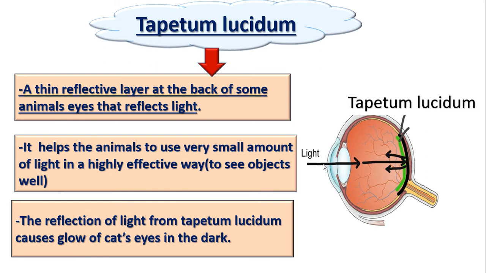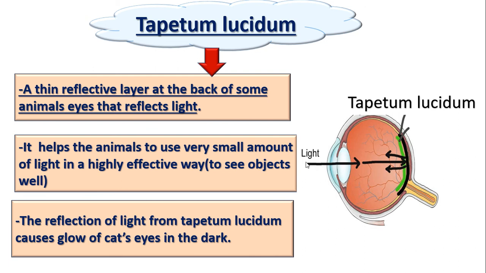The light enters the eyes from the pupil here, and goes to the tapetum lucidum. When the light goes to the tapetum lucidum, it reflects or bounces the light, and when the light is bouncing or reflecting, the eyes will collect more light, so the eyes will glow and it will be like a lamp, so it can see everything in the dark.